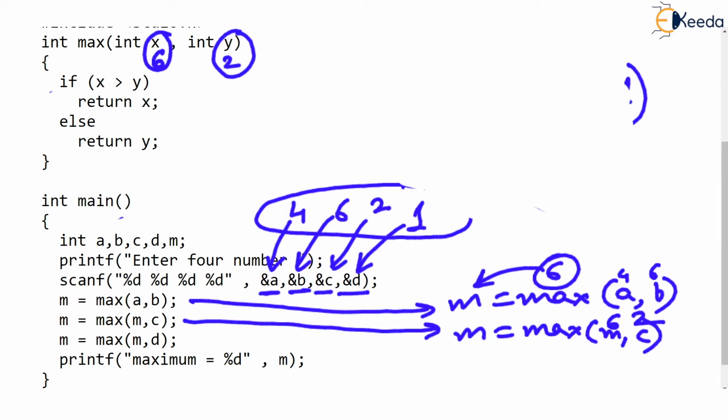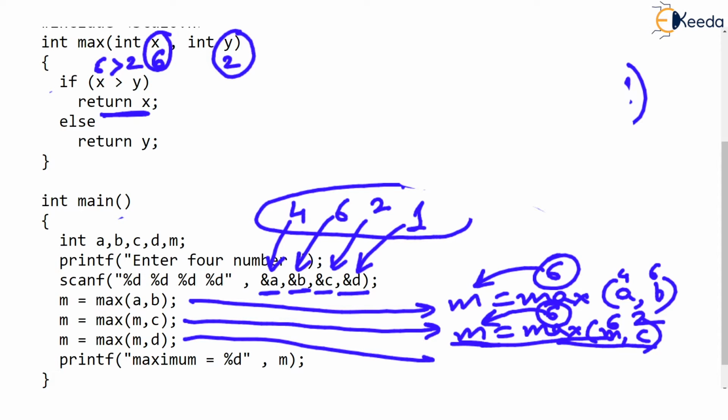We are checking the largest between these two numbers. This time 6 is greater than 2, so return X. So 6 will be returned at the call. 6 is again returned over here at the call and 6 is stored by M. You observe this line here at the bottom.